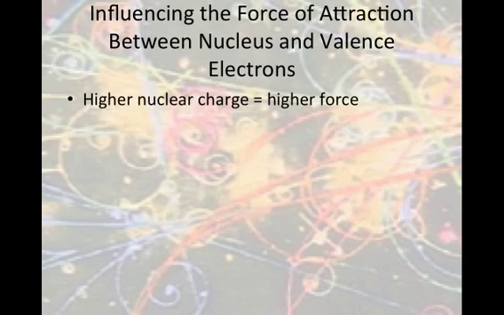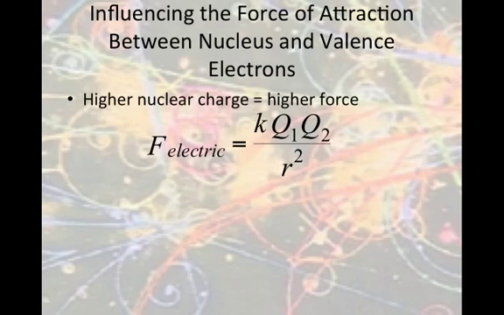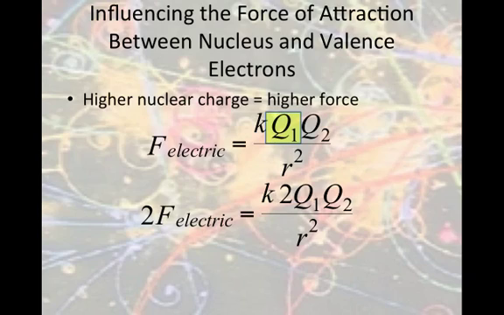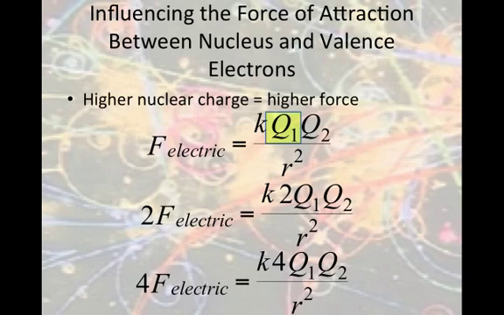So here's basically what we mean with Coulomb's law. The higher the nuclear charge, the higher the electrical force is. All right? So, in other words, if I double the charge, what's going to happen to the force? The force doubles, right? And so now what would happen if I quadruple the charge? Then that would have the effect of quadrupling the force as well. So when the charge increases, the force also increases, right?